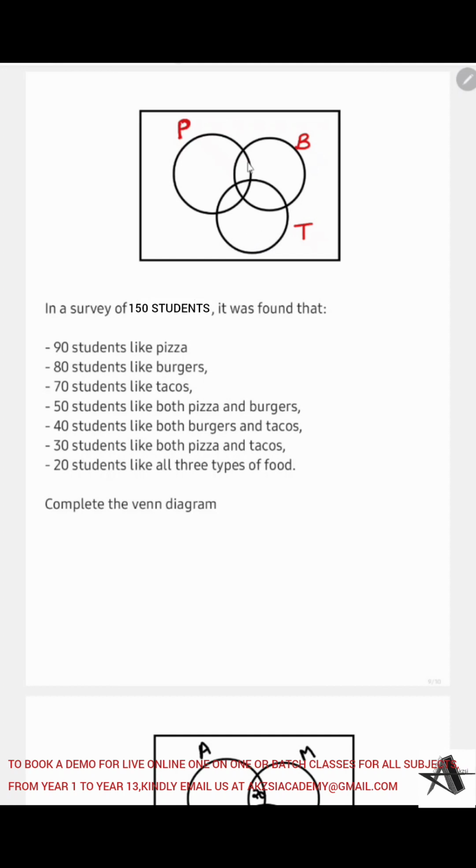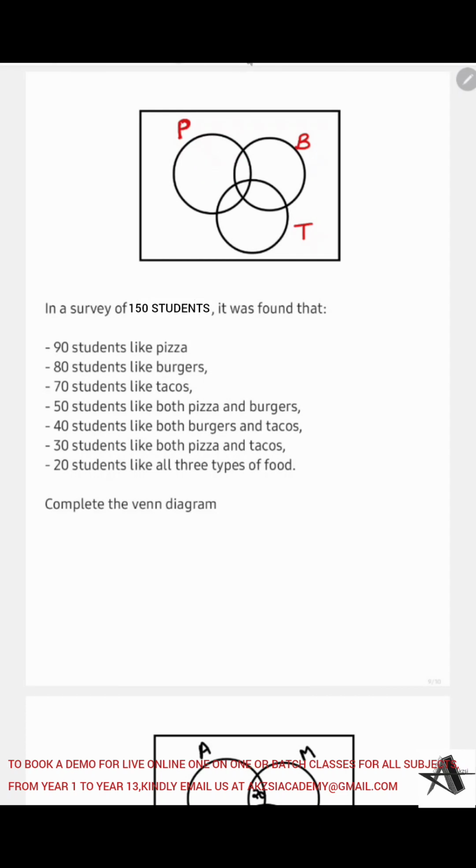90 students like pizza. That means this whole circle is 90, and in this I have to fill 90. But I don't know what I have to fill here, here, here. So leave it as of now. 80 students like burger. That means 80 are the students in this whole circle. And 70 students like taco. That means this whole circle.